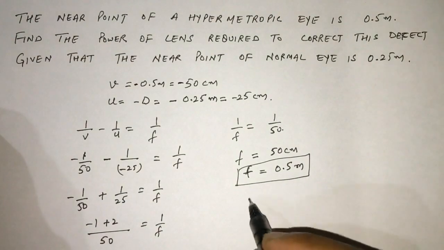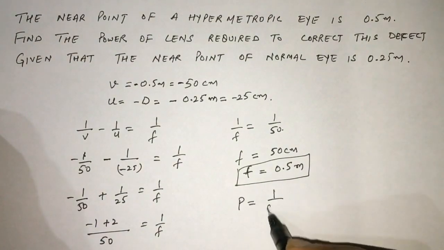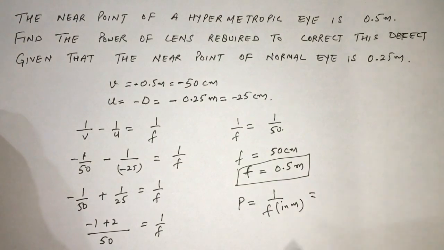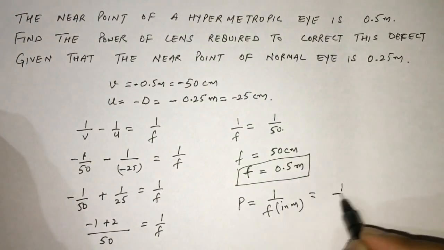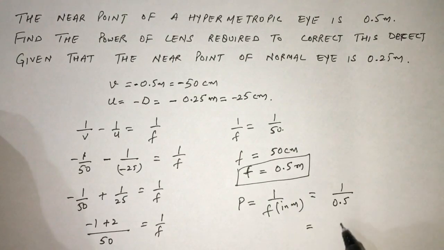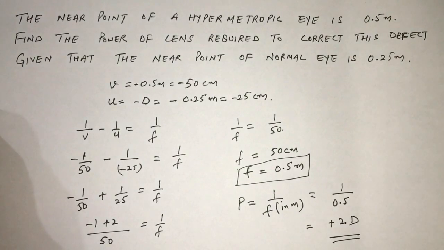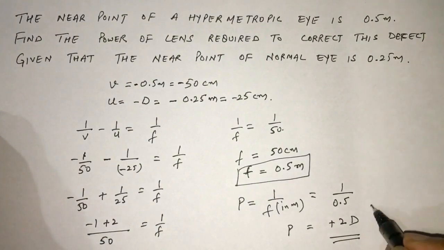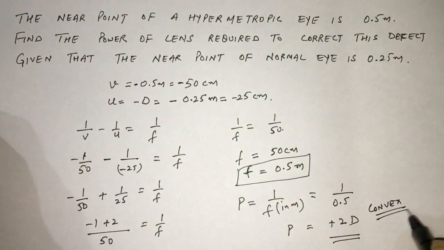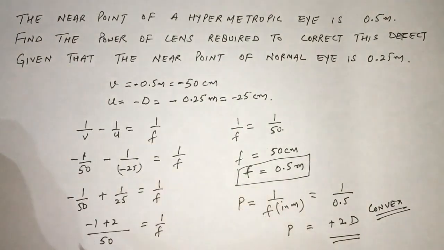Now to calculate the power of lens, we have the formula P is equal to 1 upon F in meters. So the value of F is 0.5, it becomes 1 upon 0.5, which is equal to plus 2 diopters. So the power of the lens required is plus 2 diopter. This plus sign indicates the lens required is a convex or converging lens. So by using these formulas, we can calculate the power of lens required to correct the defect of the human eye. Clear? Thank you.